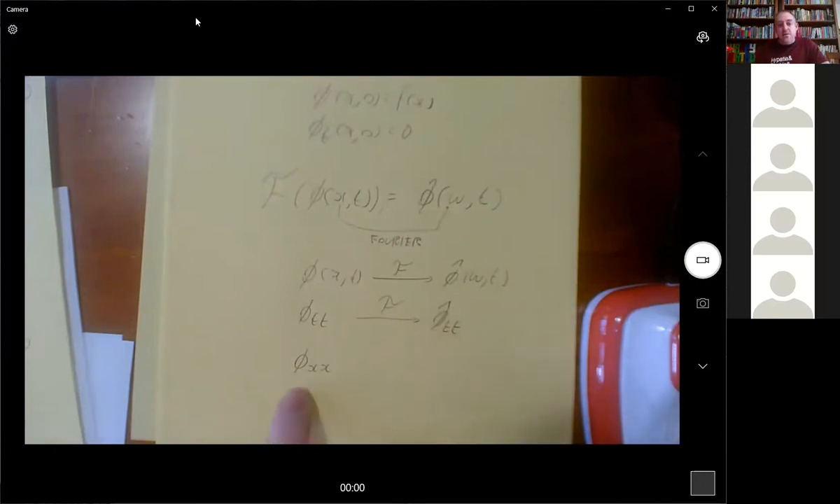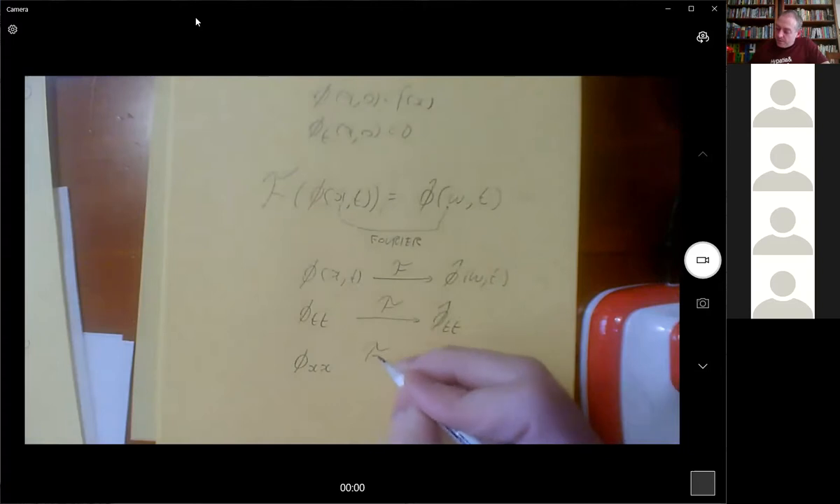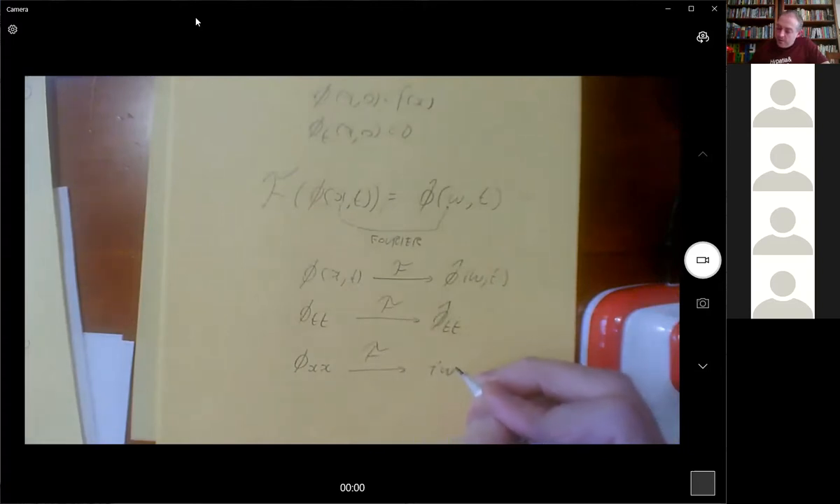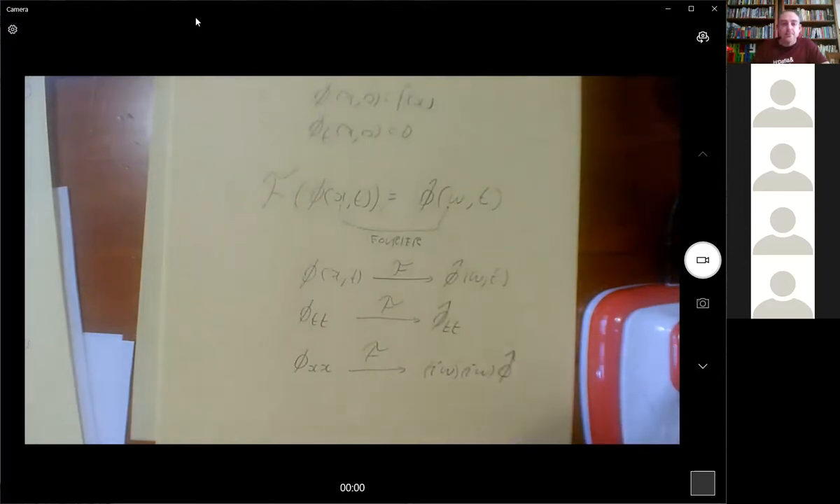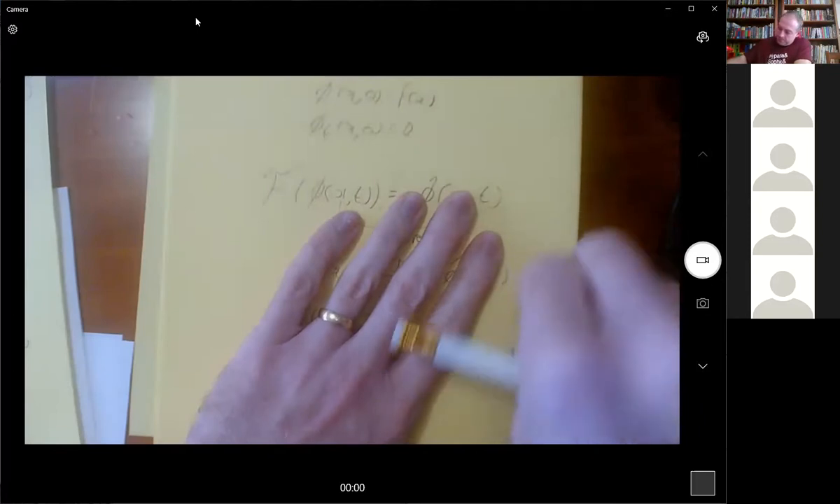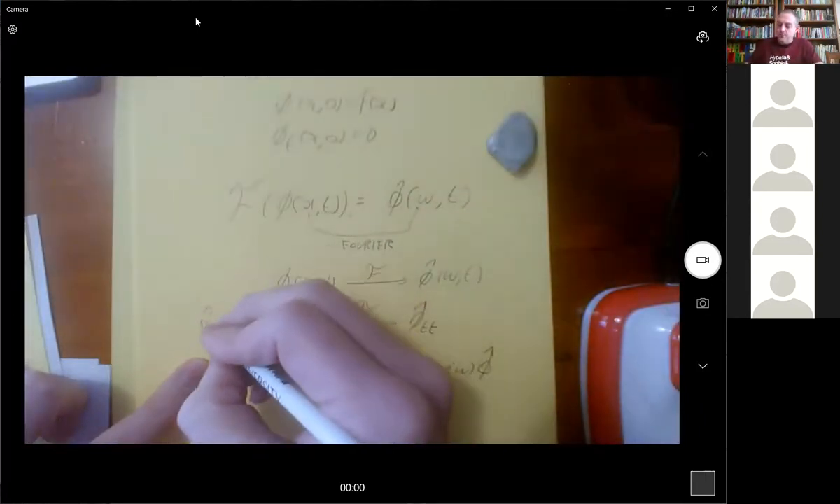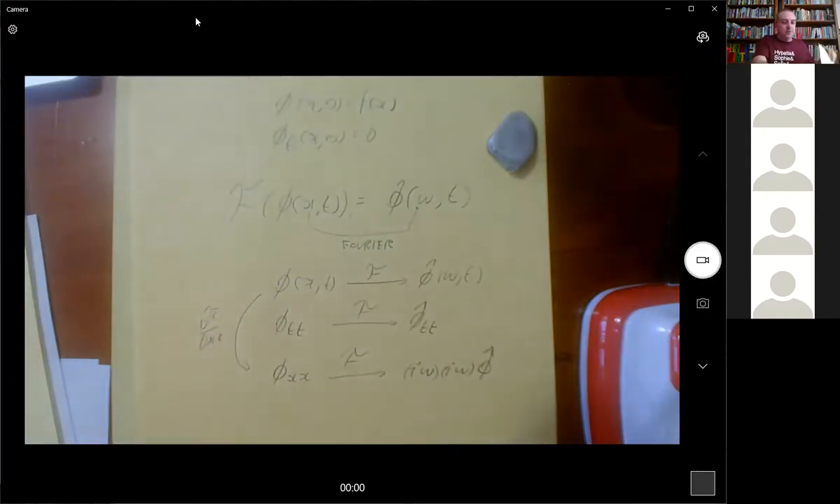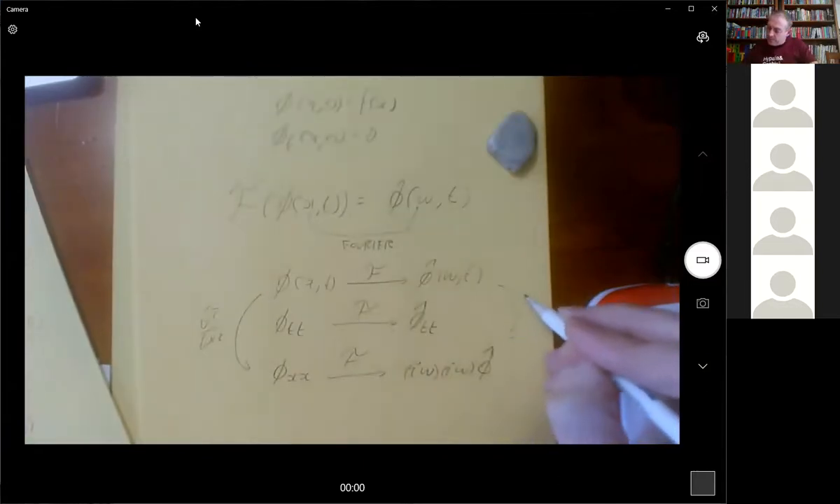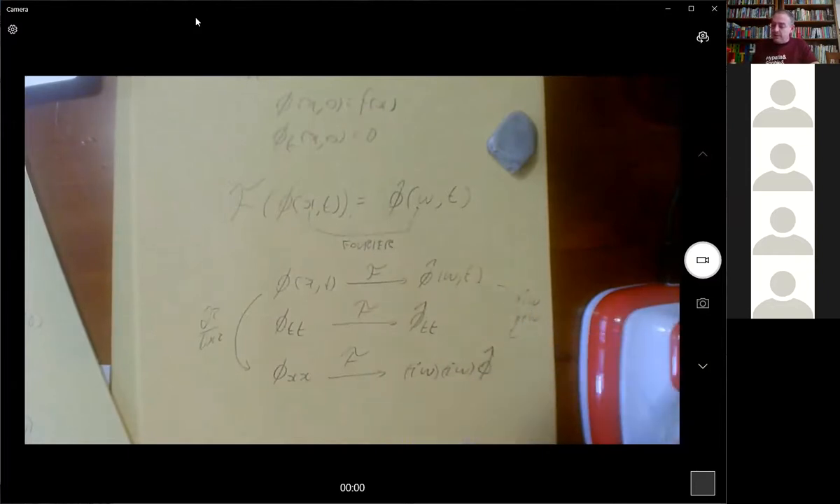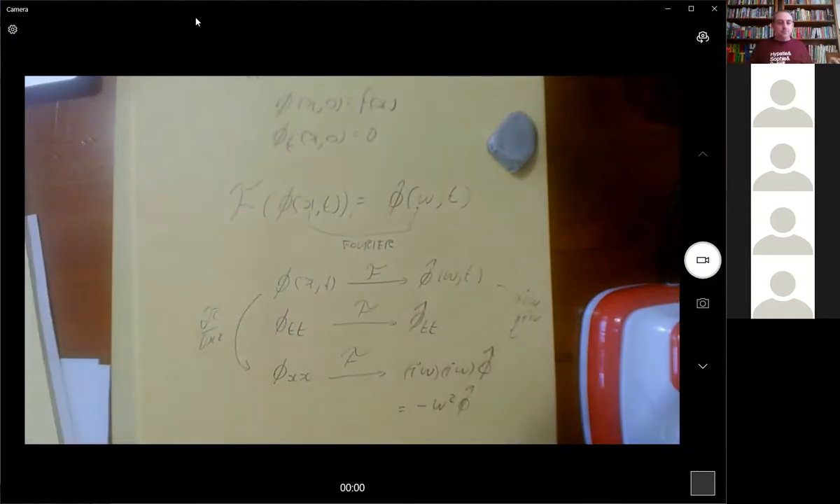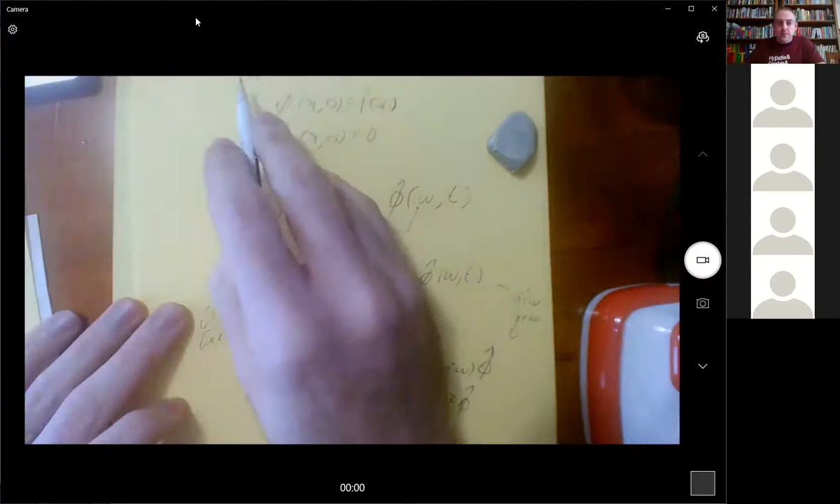Phi xx, that means I differentiate with respect to x, and differentiating with respect to x is the same as multiplying by iw. So I differentiated it once, and then I differentiated it another time. So this one was a double derivative. And doing derivatives with respect to x here is the same as multiplying by iw. So this would be multiplying by iw twice because I did the derivative twice. So I get i times i, which is -1, and w squared. Okay. Right. So I've dealt with this.